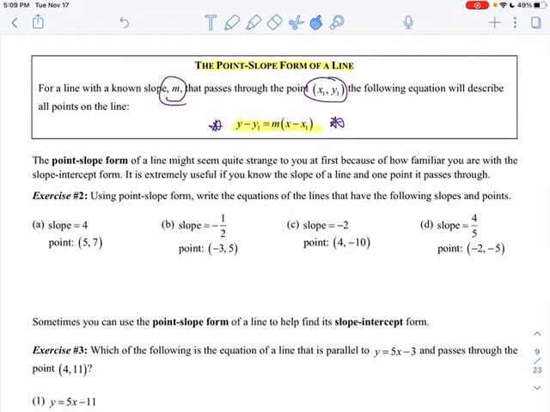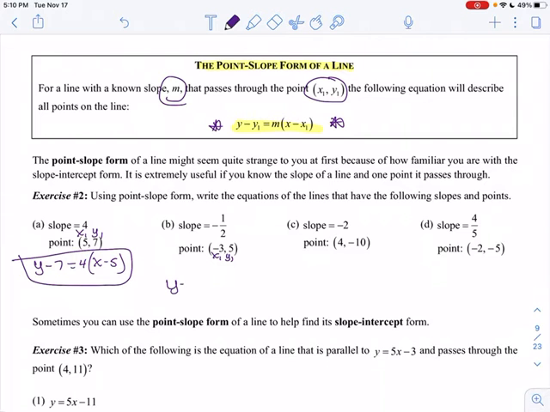So example A, slope is 4 and the point is 5, 7. So this is my x1. I'm going to get a pen. This is my x1, this is my y1. So y minus 7 equals my slope, which is 4, x minus 5. That's it. That's my answer. Done. Look at B. This is my x1, this is my y1. So y minus 5 equals negative 1/2, x minus negative 3, which is just plus 3. Done. You can leave it just like that.